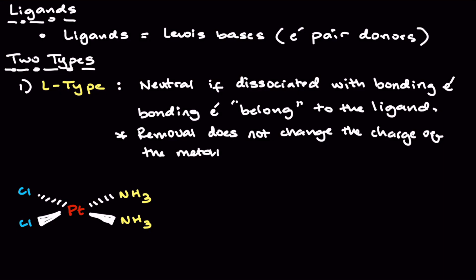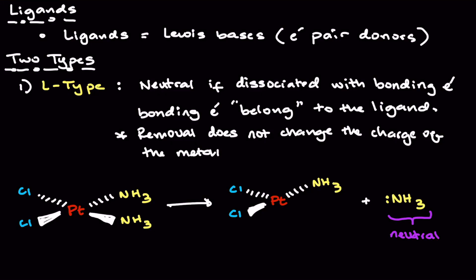Note that our NH3s are the L-type ligands in the cisplatin complex. If we hypothetically remove one of the NH3 ligands, in addition to the two electrons used to bond to the platinum, the resulting platinum complex does not change its charge. So platinum stays the same charge as it was when it was bound to that NH3. And the NH3 that has been removed is a neutral molecule, that is ammonia. And that is why we call NH3 an L-type ligand.